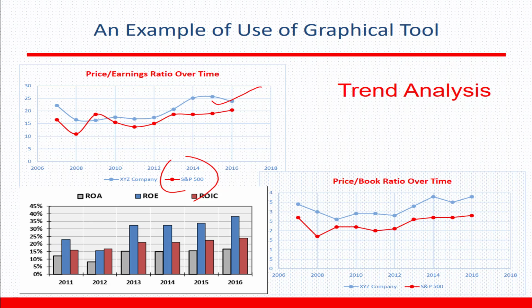Similarly, I have also looked at the price to book ratio over time, and you can also compare this with the market, right? And I have also here a bar diagram to see the return on assets, return on equity, and return on invested capital over the years. So the idea of this example is to show you that these are the tools people often use in analyzing a company, and you as a student of business should also be able to use this kind of tools in your analysis. I hope it makes sense.